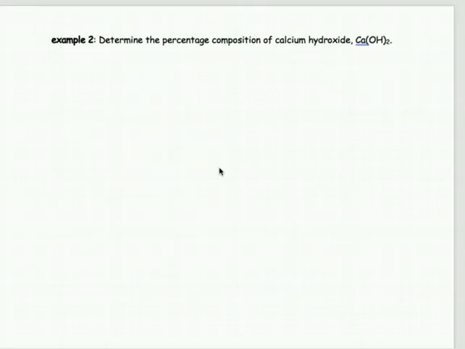For this example here, this is the other type of question that you'll see. It's a little bit more vague. It doesn't give you a lot of information, so you have to kind of dig out your molar mass information. Okay. All right. So I want to know the percent composition of calcium hydroxide. So think of it like, okay, well, we don't know how much of the sample we have. We don't know the total mass and so forth.